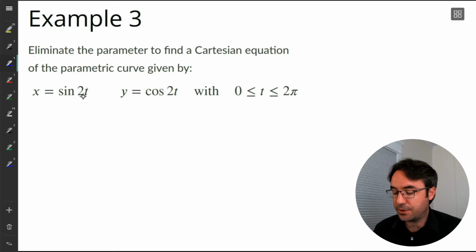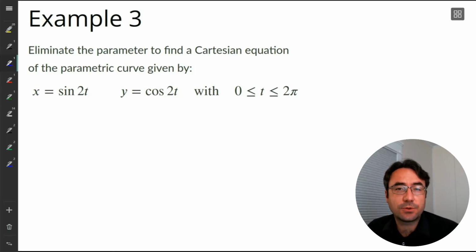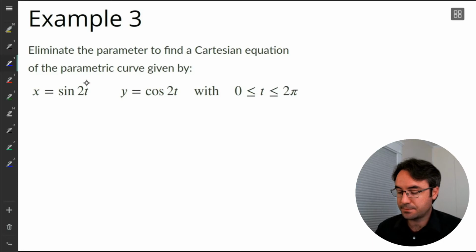We see that we have trig functions here, sine and cosine, so we want to think back to our trig identity. Sine squared plus cosine squared is equal to 1. So let's try that here. So we're going to eliminate the parameter.